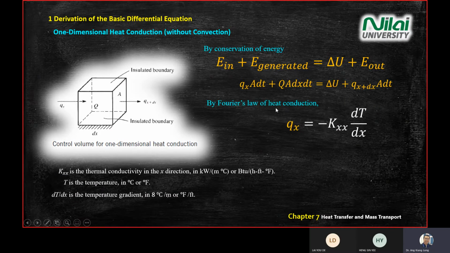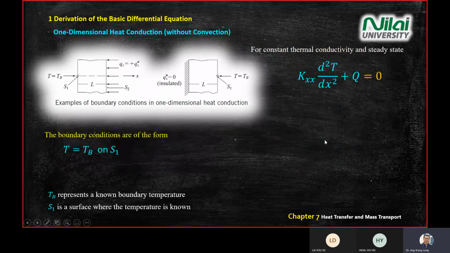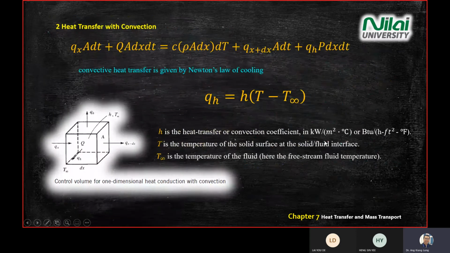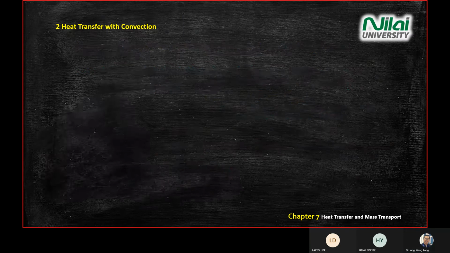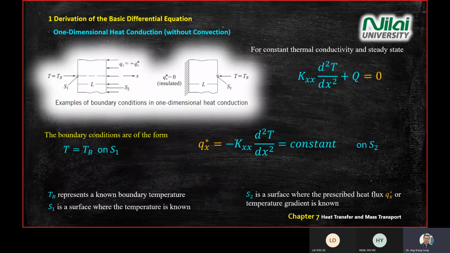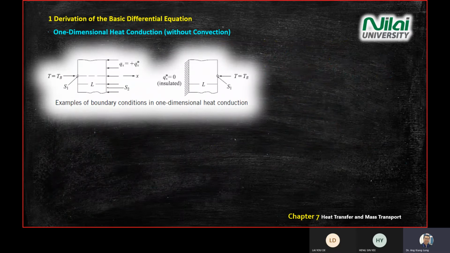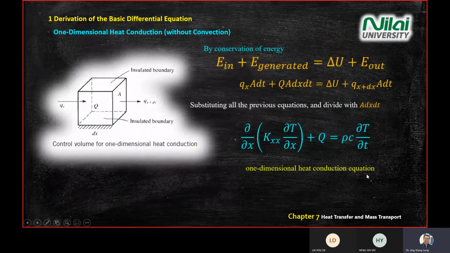If you want to calculate for conduction, you use q sub x equal to negative k dT over dx. And if you want to calculate for convection, you use q sub h equal to h (T minus T infinity). If you only have conduction, you use the one-dimensional heat conduction equation. It has k and x only, and there's no h inside, so this one only has heat conduction.